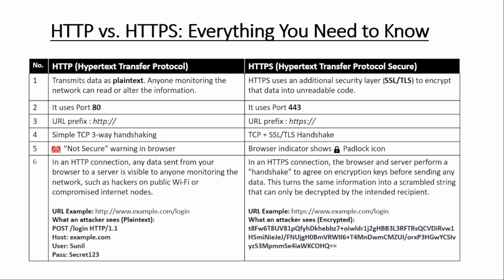When this browser request is sent, this information is available to anyone, like what is the login, what is the host name, and what is the password being used. Whereas in the case of encryption, what the user sees and what an attacker can see is an encrypted message which is unreadable, which makes it more secure as compared to HTTP.